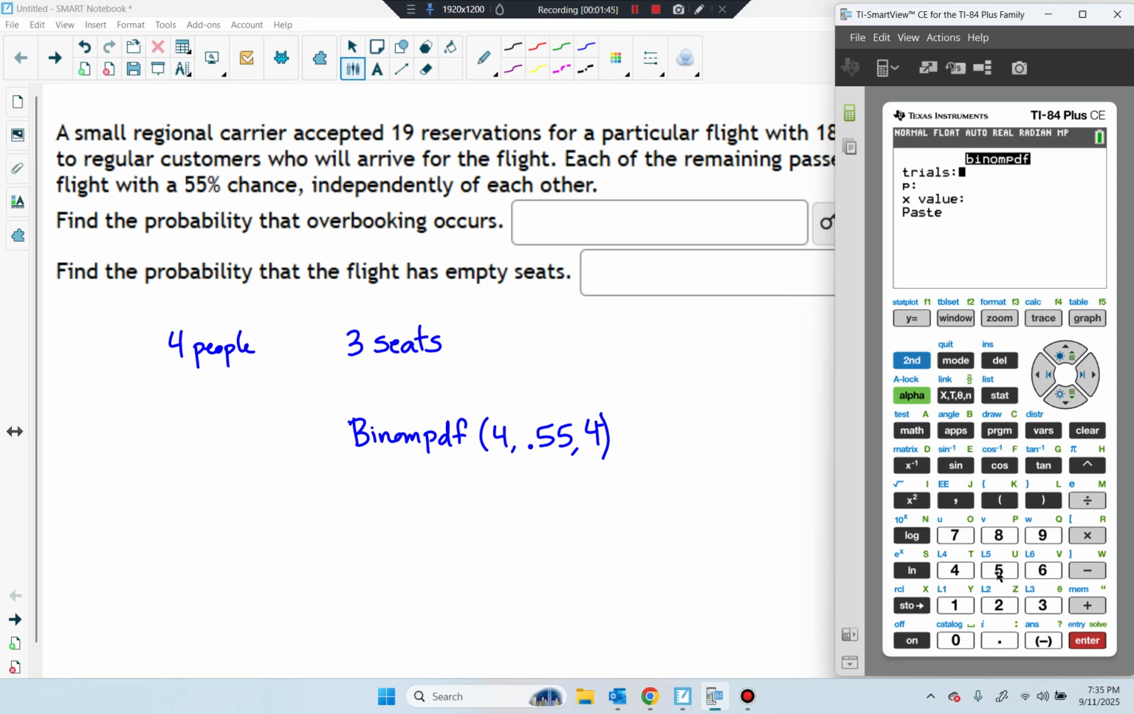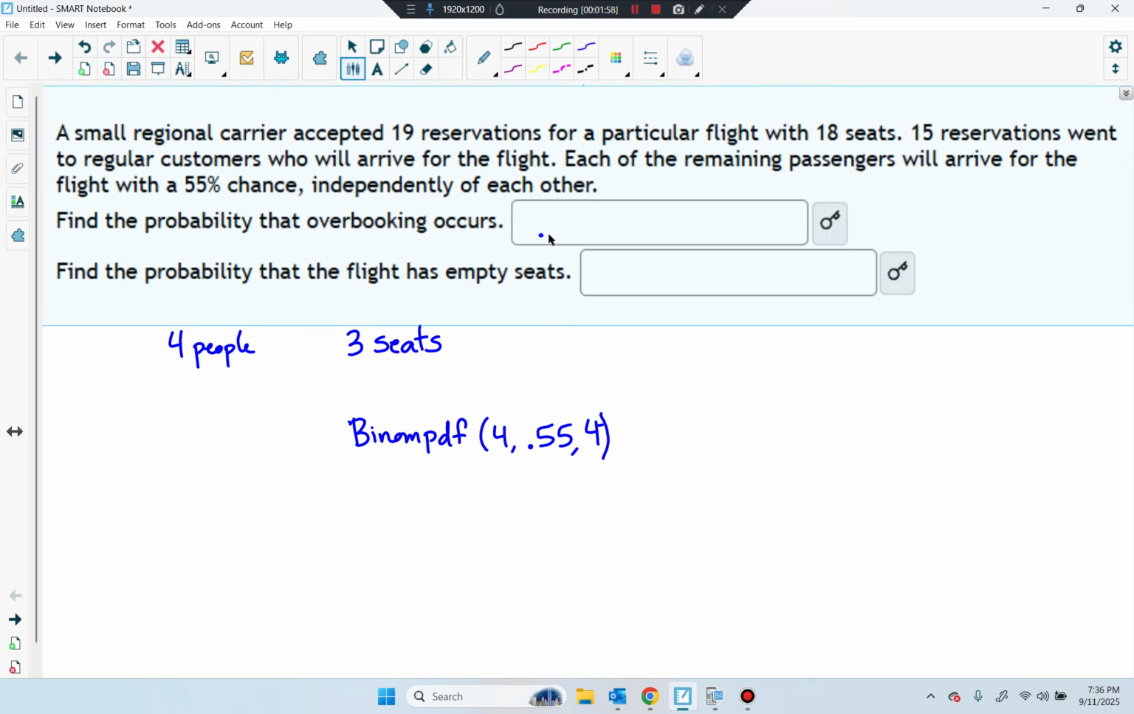So binomial PDF, we have 4 trials. The success rate of each trial is 0.55. I want to know the chances that all 4 people show up. So the chances of that happening is 0.0915. It says find the probability that the flight has empty seats.